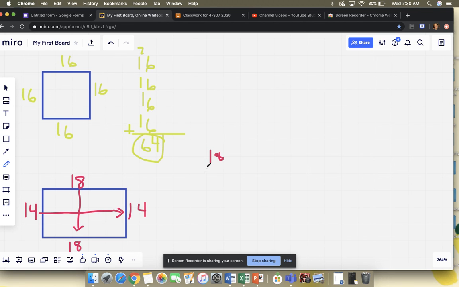18 plus 18 plus 14 plus 14. 8 and 8 is 16, 17, 18, 19, 20, 21, 22, 23, 24. 4, 5, 6. Done. 64. What are the odds? It's the exact same perimeter. 64 is your perimeter.